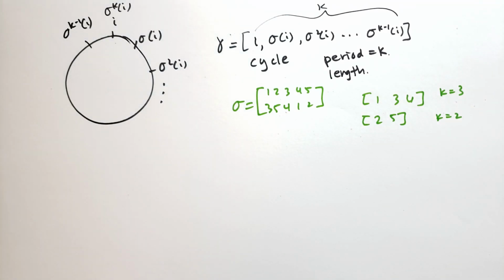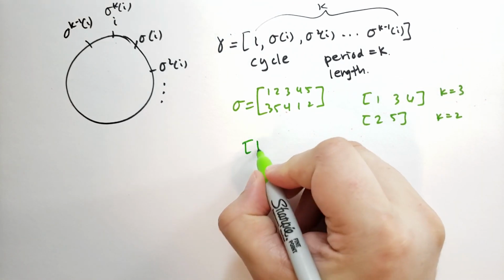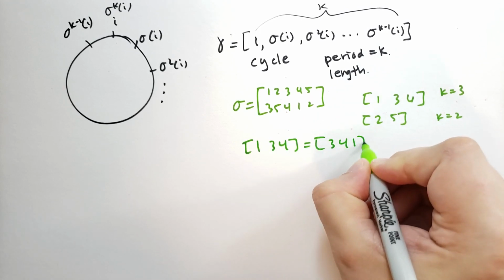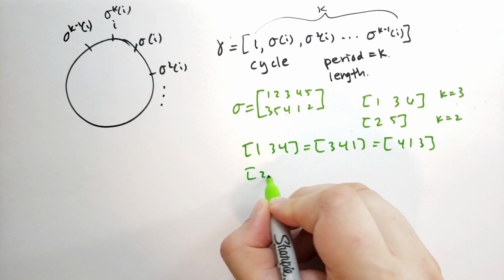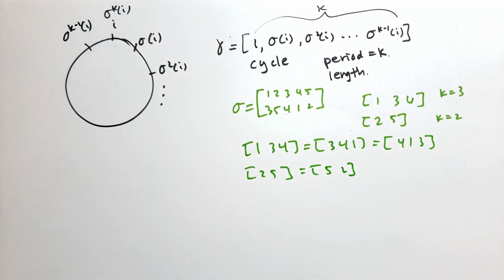Okay. Now we could describe this permutation uniquely. In fact, you'll note that the cycle 1, 3, 4 is the same as the cycle 3, 4, 1, is the same as the cycle 4, 1, 3, and 2, 5 is the same as the cycle 5, 2. Okay, all of those cycles are the same.